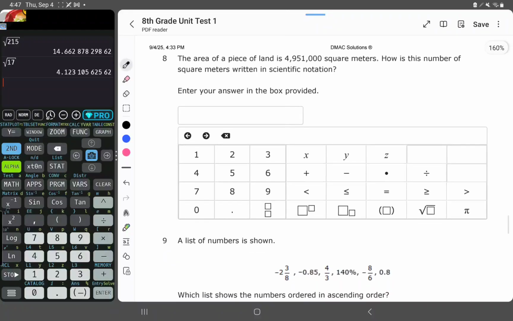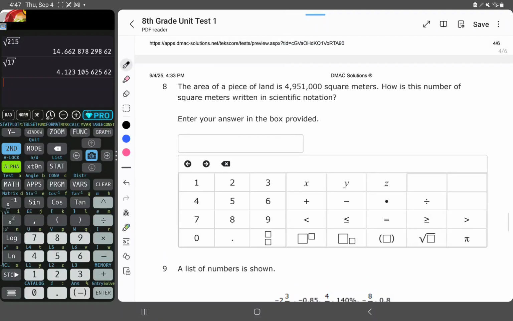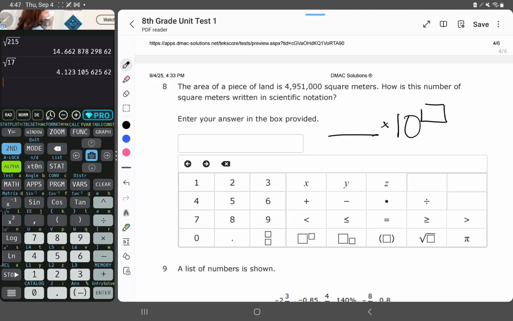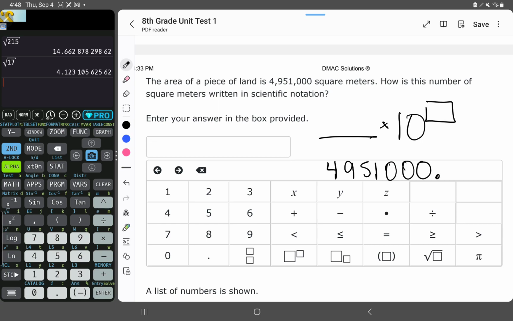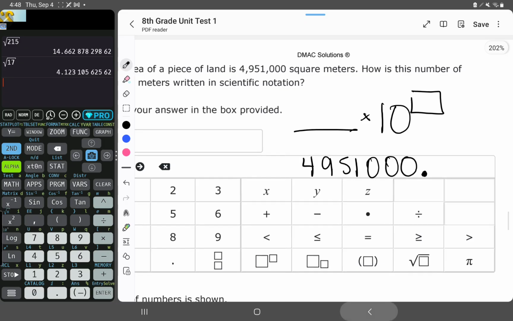The next one says the area of a piece of land is 4,951,000 square meters. How is this number written in scientific notation? So remember, scientific notation is where we do blank times blank to the blank. Now, this is a whole number right here, so is that going to be positive or negative? My exponent will be positive in this case. So now all we have to do is just move our decimal. Our decimal starts here, and we know that we want it to be between that first number and that second number. So we want to move it right here.